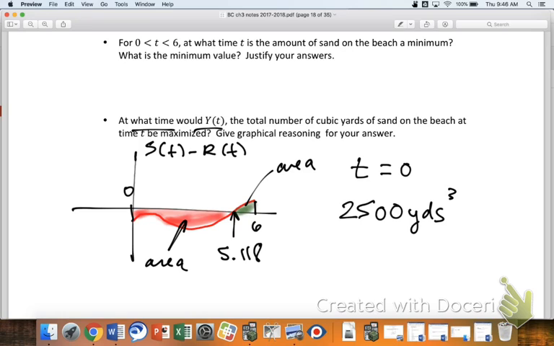And it does say give a graphical reason for your answer, and Nick said it really well. Basically, the area below, which represents negative change, is bigger than the area above, which represents positive change. And so out there at 6, we'll have a smaller amount than what we started with.